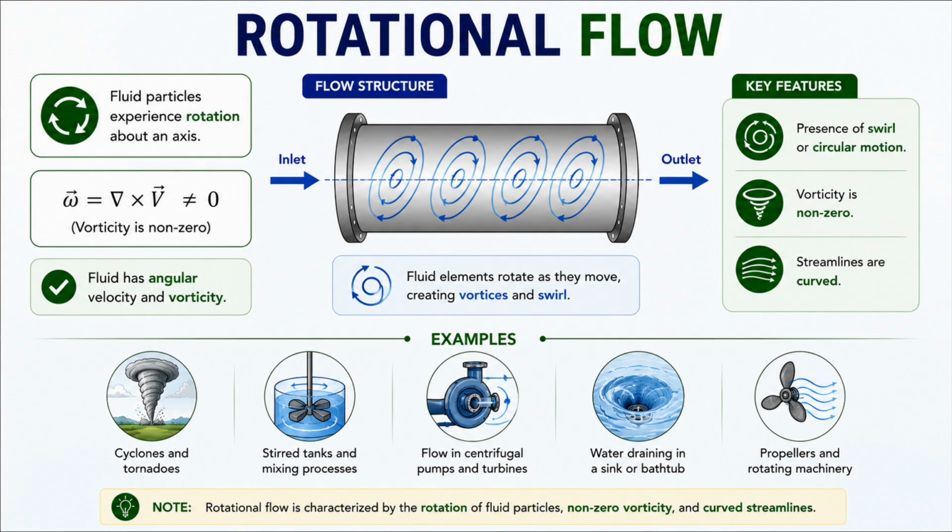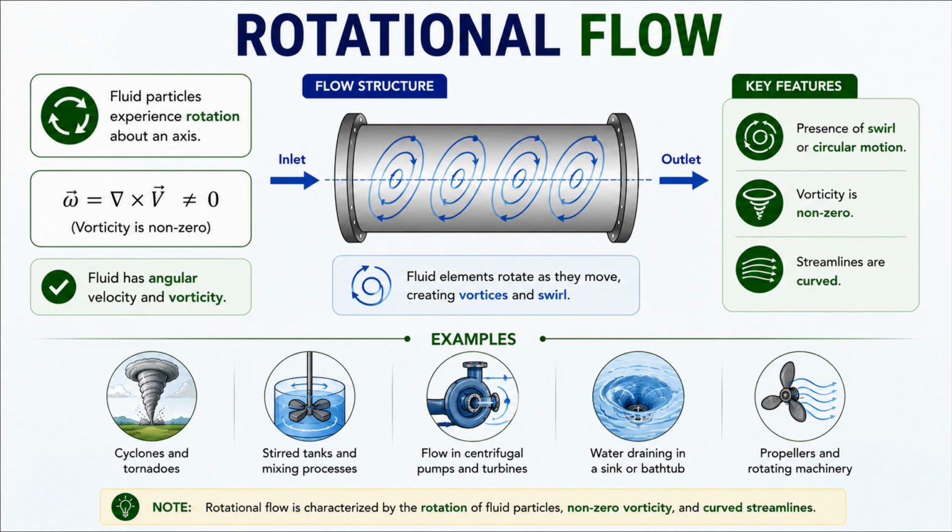Rotational flow occurs when fluid particles rotate about their own axis while moving through the flow field. Observe the swirling motion inside the pipe. The fluid elements spin as they move forward, creating vortices and circular motion. In rotational flow, the vorticity is non-zero, which means the fluid possesses angular rotation. The streamlines are generally curved and strong swirl may be present in the flow.